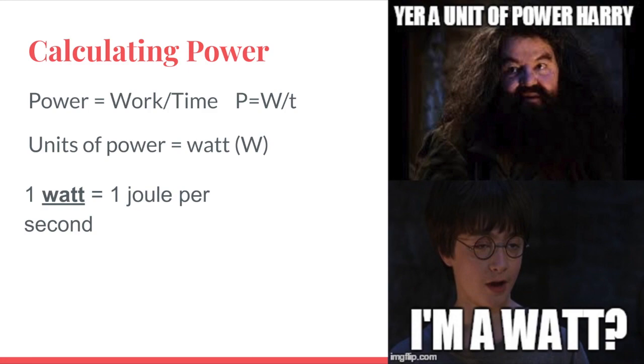1 watt is 1 joule per second, and if you're curious, a horsepower is equal to 746 watts. That was the amount of power, the amount of work done per second, that a horse could do pulling a carriage that's loaded with some amount of mass in it.